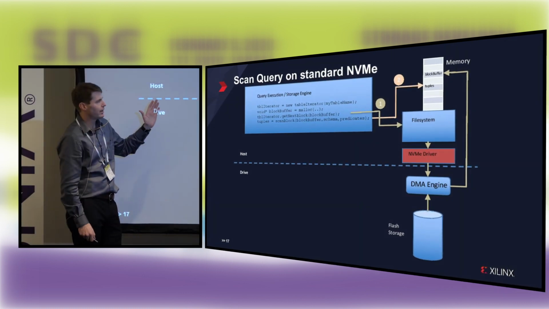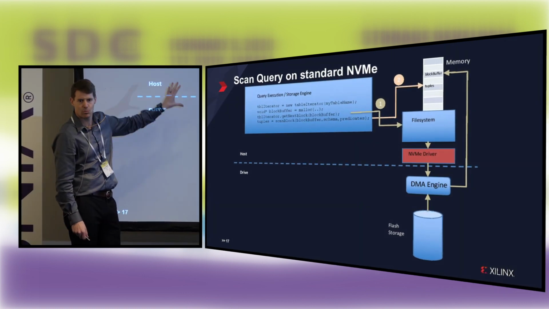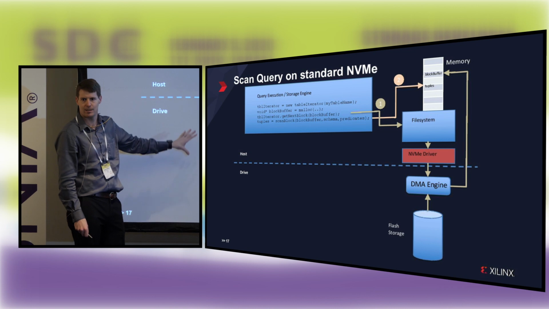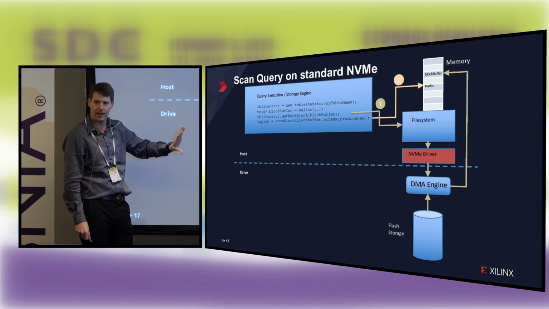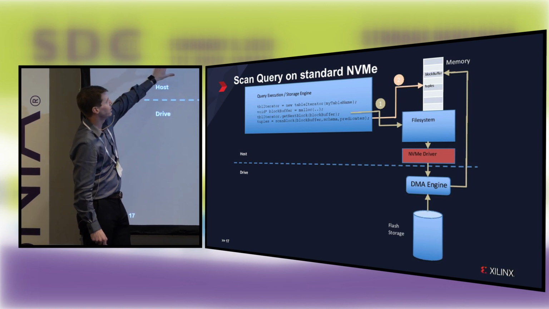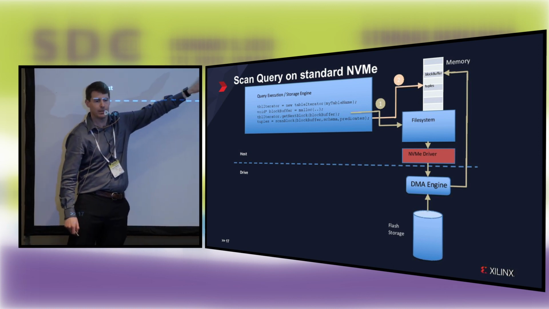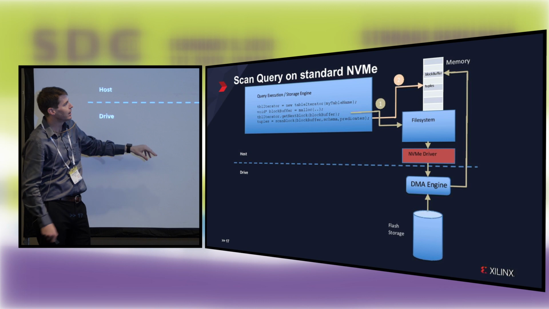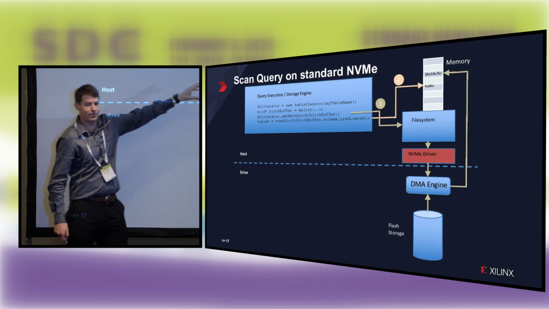So as a quick example, this is what an application implementing this would look like without computational storage. Basically, and this is just pseudocode, you would go ahead and allocate memory in the host, and then you would go and query the file system.